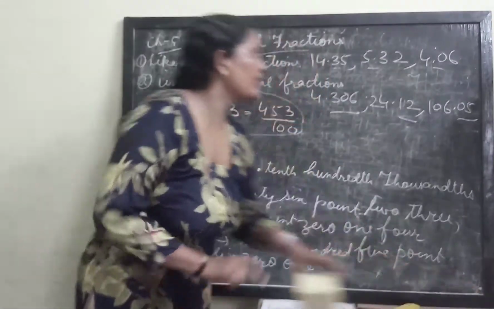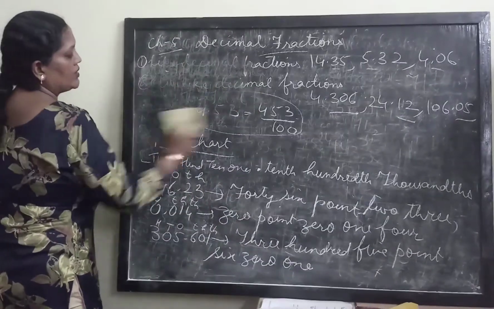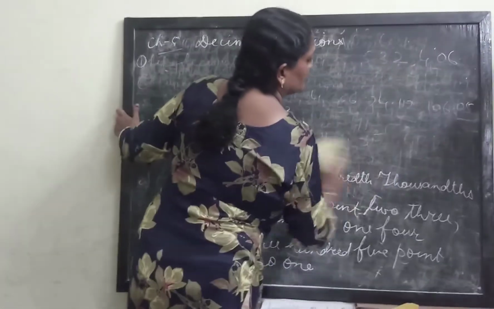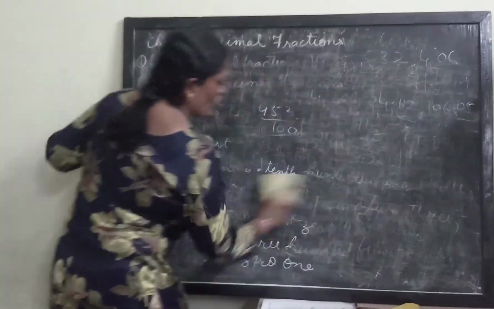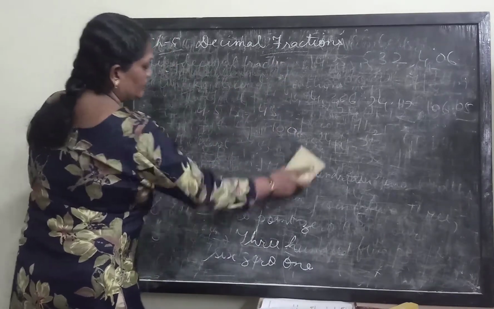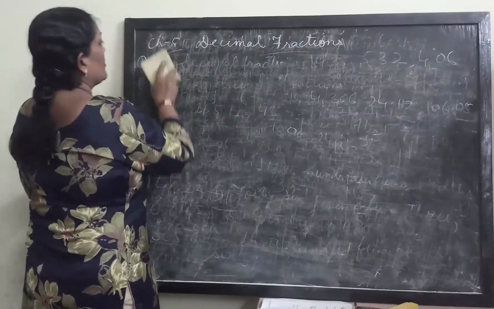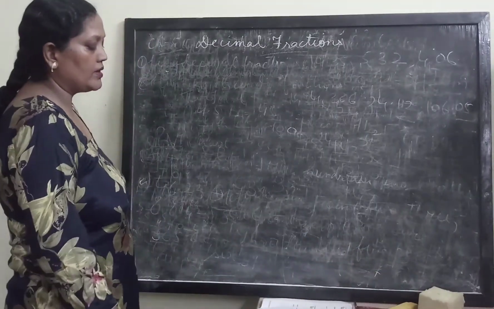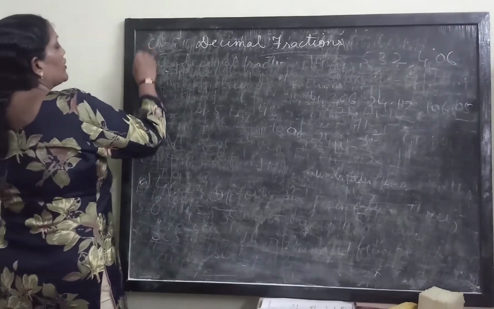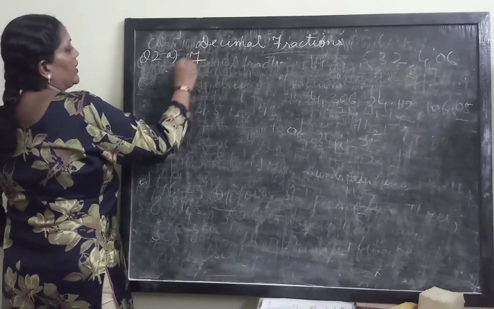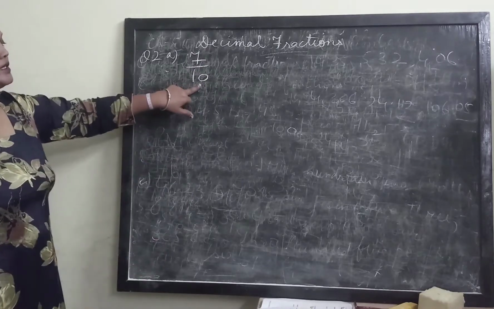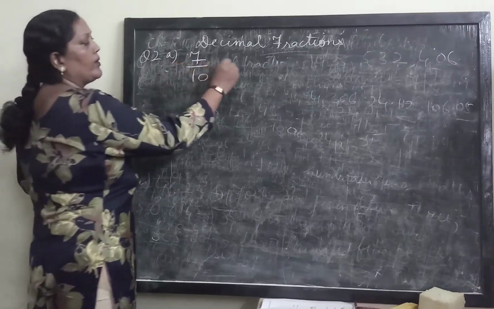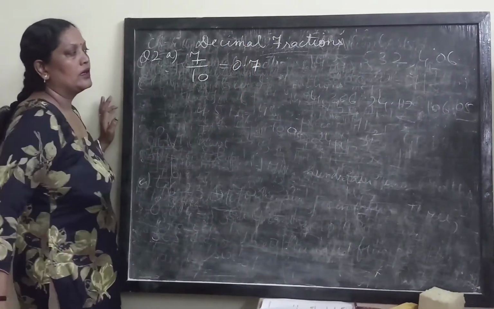Is the first question clear to all of you? You understood what like fractions and unlike decimal fractions are? Yes. The first question I have explained. Now come to the second question. Write each of the fractions as a decimal. See here, beta, question number 2a, 7 over 10. In the denominator how many zeros are there? 1. So before the 7 you will put the decimal. It will become 0.7. Got it?